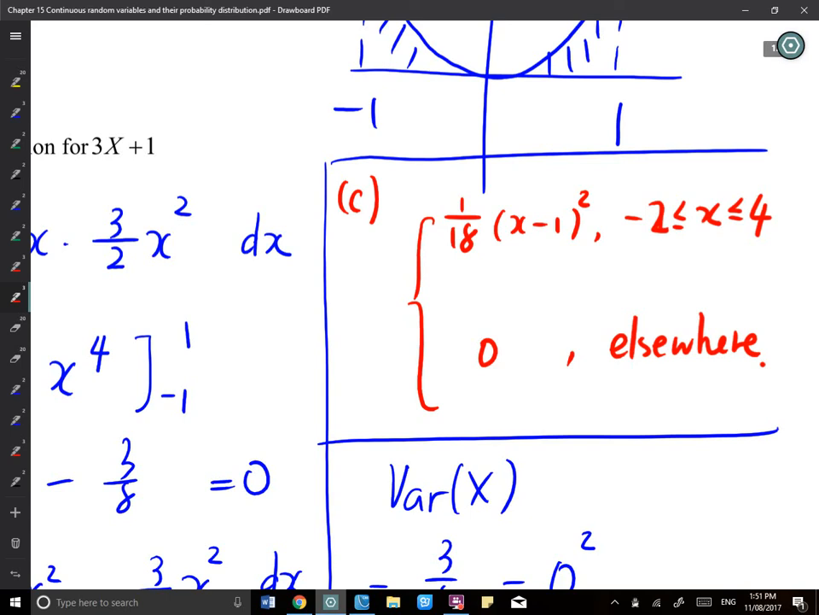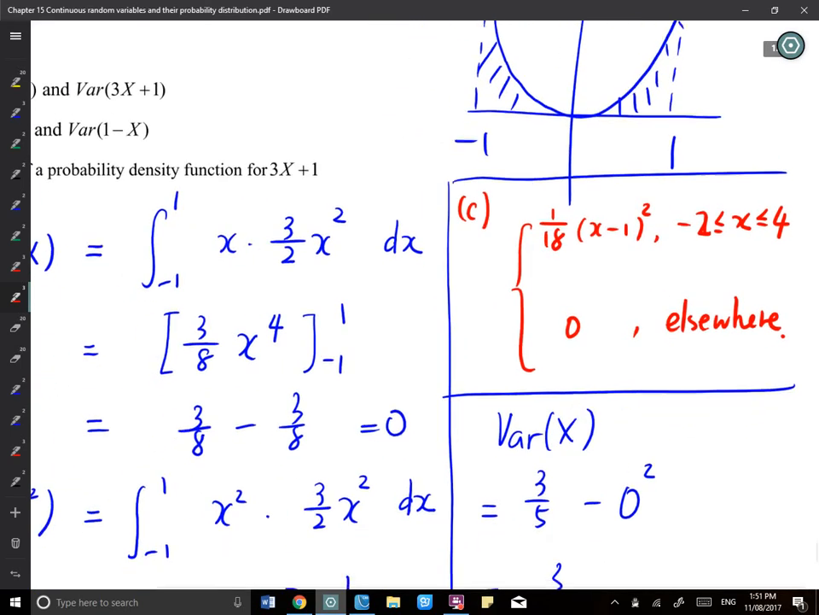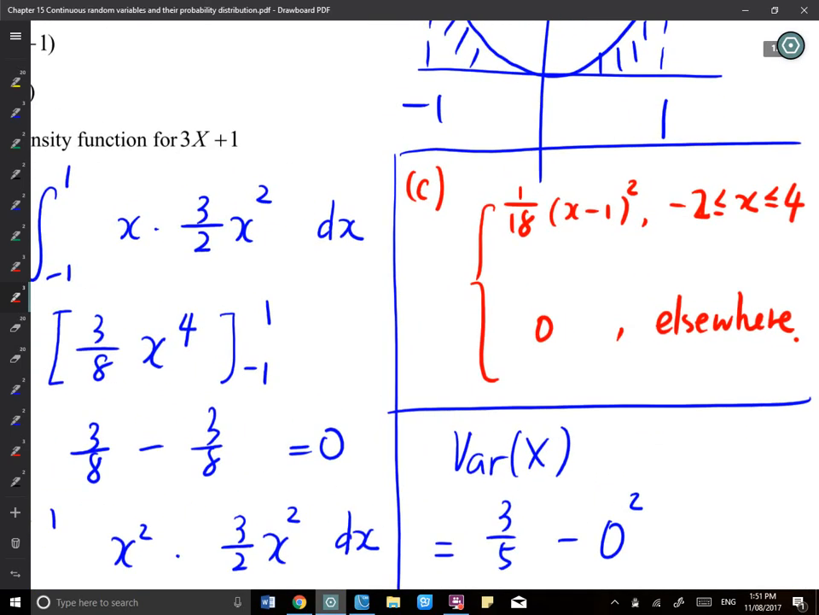Yeah, so for the whole exercise, the point is just exercise C. How do you write a new function for the new random variable when you apply a linear transformation? Any questions about this chapter? No? Okay, that's the end of this chapter then.